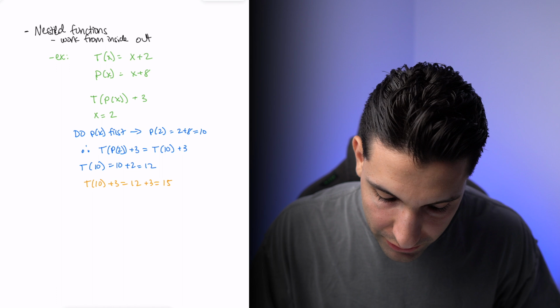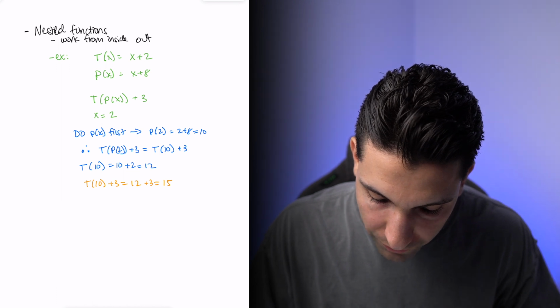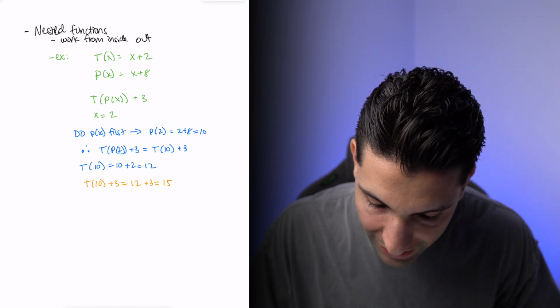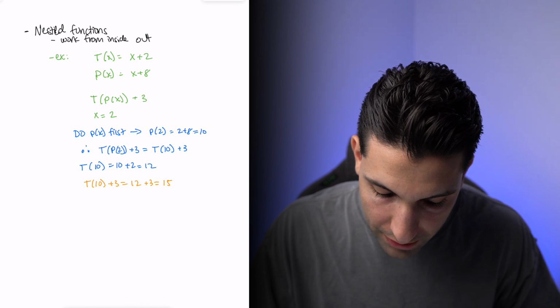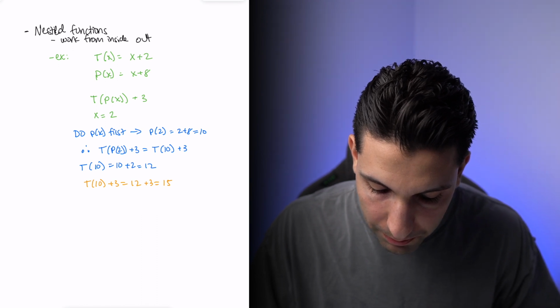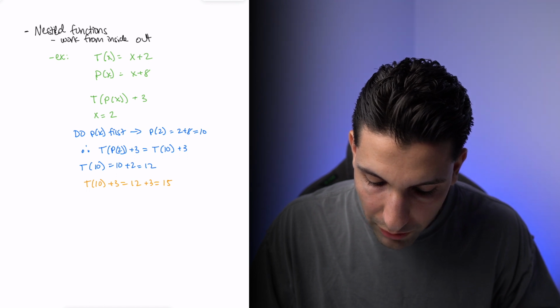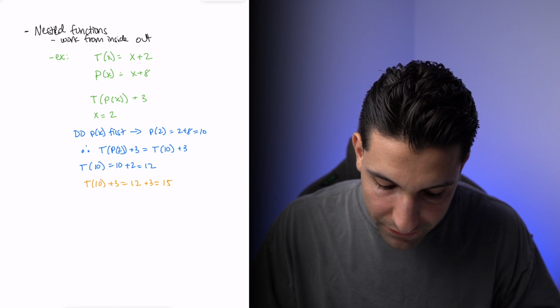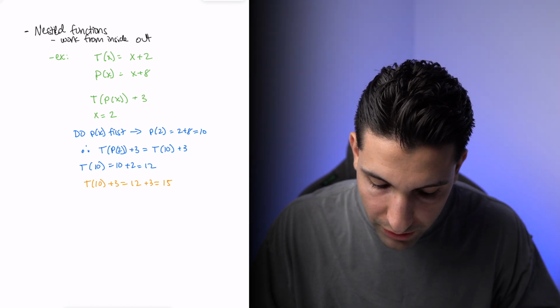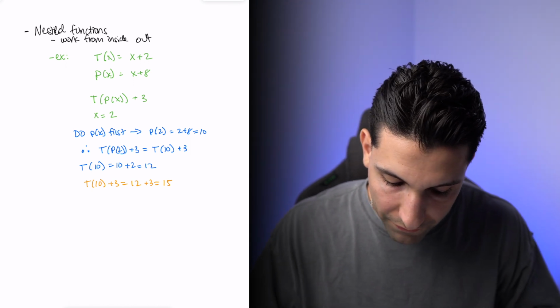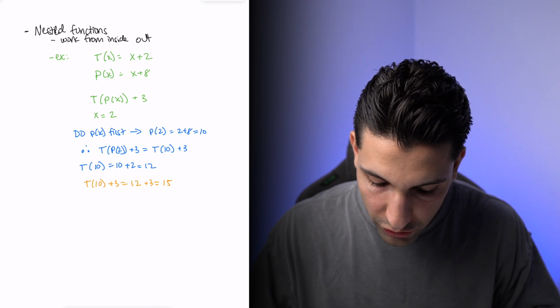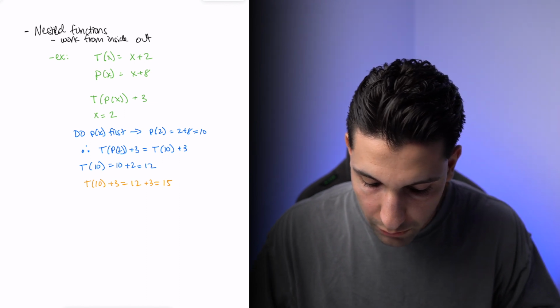So do p of x first. p of 2 equals 2 plus 8 equals 10. Then we have t of p of 2, plus 3. Well, p of 2 equals 10, so t of 10 plus 3. So we have function t of 10 equals 10 plus 2 equals 12. So we have t of 10 plus 3 equals 12 plus 3 equals 15.